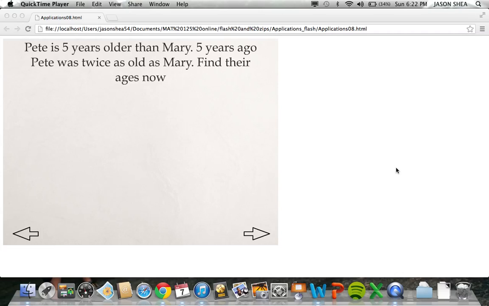The problem we're looking at is Pete is 5 years older than Mary. 5 years ago, Pete was twice as old as Mary. We want to find their ages now. For this problem, we're going to use the problem-solving blueprint that was outlined. So step 1 we've already taken care of. That was just read the problem. Mentally, let's make a list of what we know. We know Pete's 5 years older than Mary. We know 5 years ago he was twice as old. More importantly right now is what we don't know. We don't know their ages now.